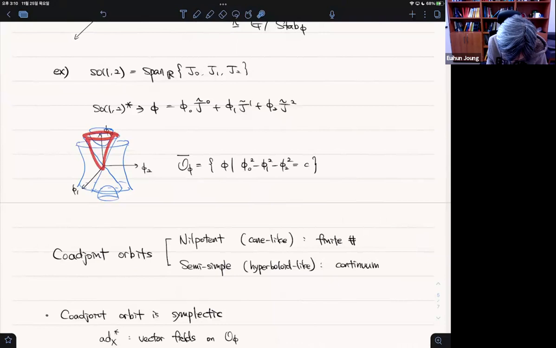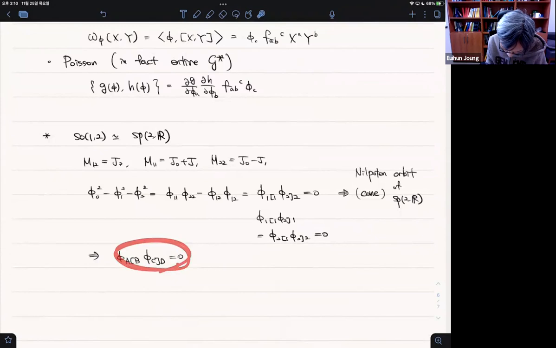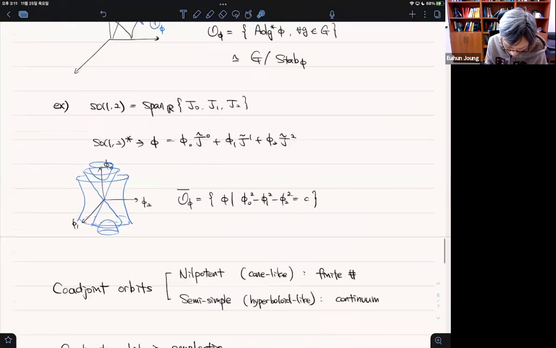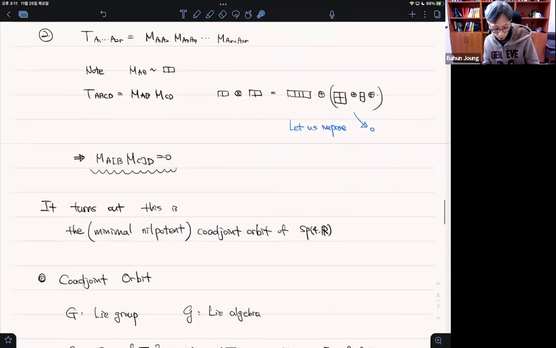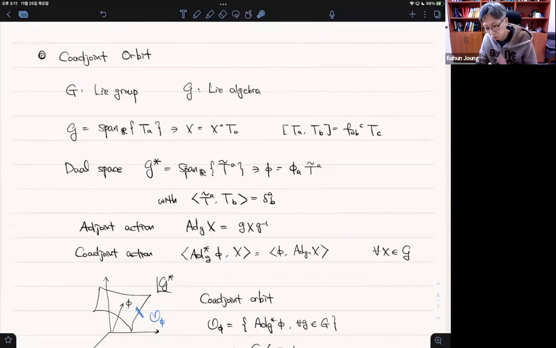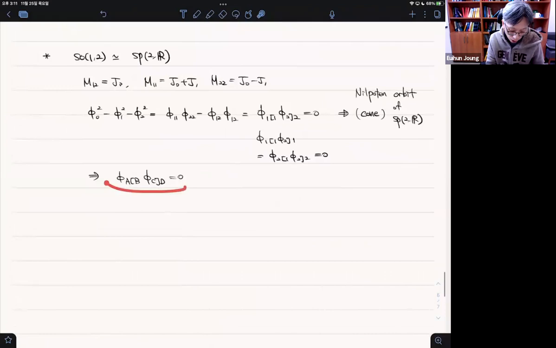And these equations are precisely what we have seen here. So in that sense, it's actually a minimal orbit. In this case of SP2R, there is a unique nilpotent orbit, which is indeed minimal, and it happens to satisfy the same equations. But for any SP2NR, there is an orbit which satisfies this equation, and that's the minimal orbit.